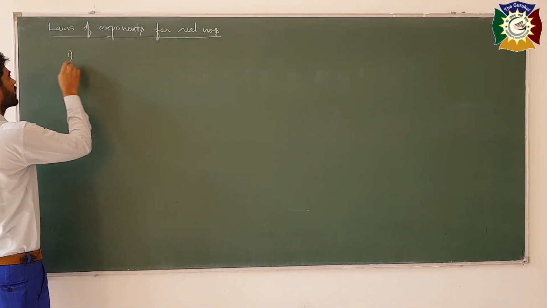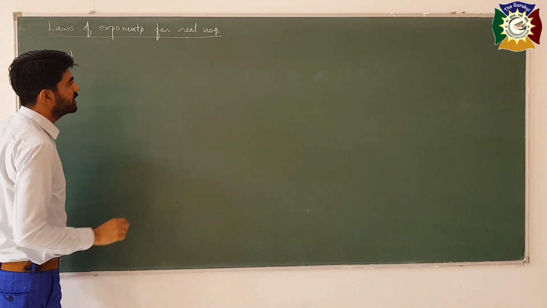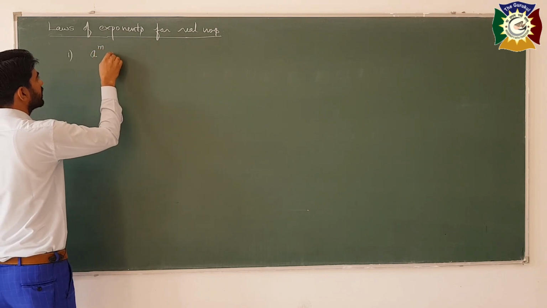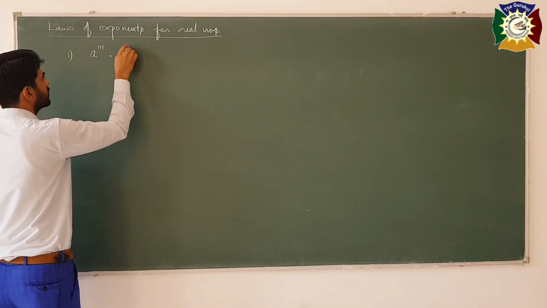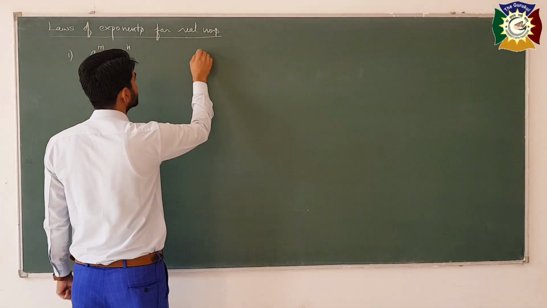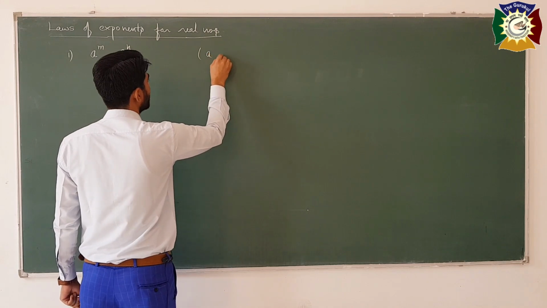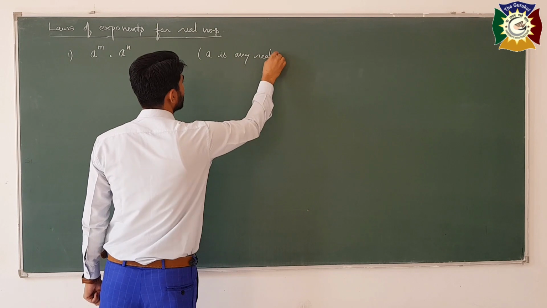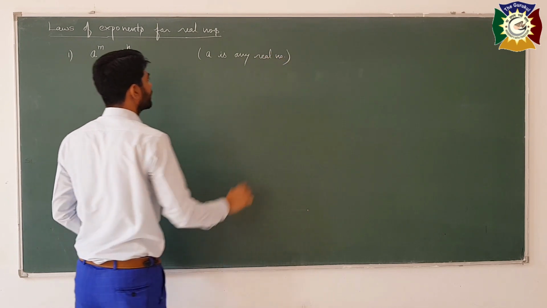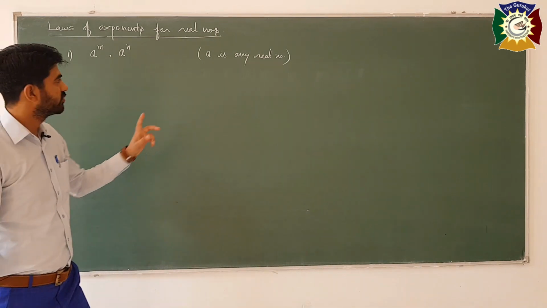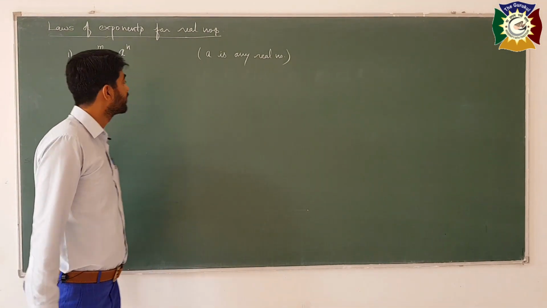First, let a be any real number. a to the power m multiplied by a to the power n, where a is any real number. So we are going to check all the laws of exponents for a real number a.